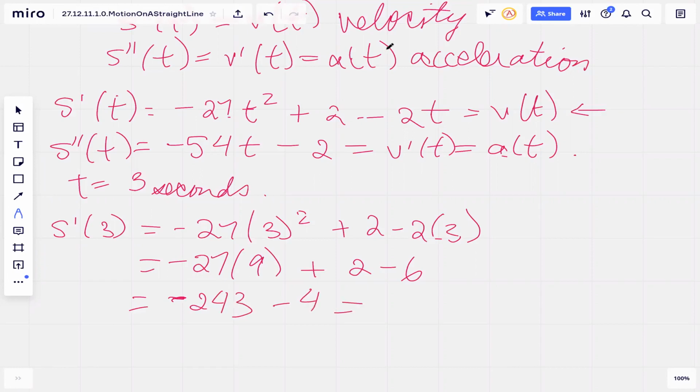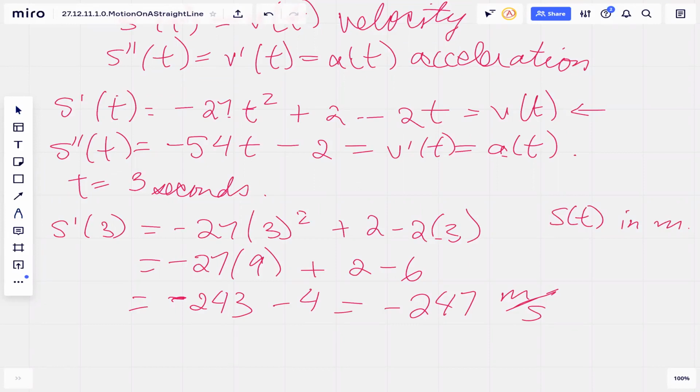That gives us negative 247. We need some units here for velocity, so let's go with meters per second, assuming the s function is in meters. So that's our velocity.